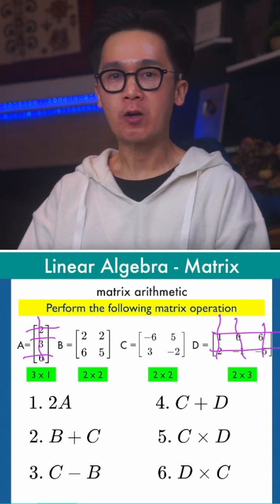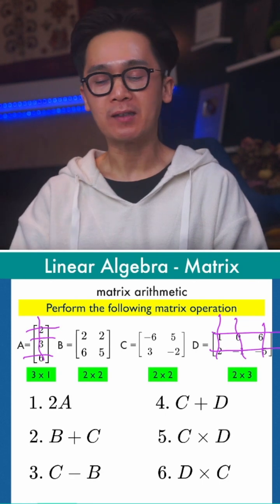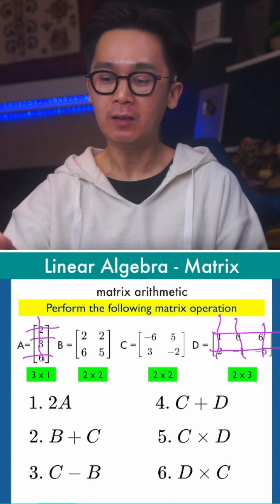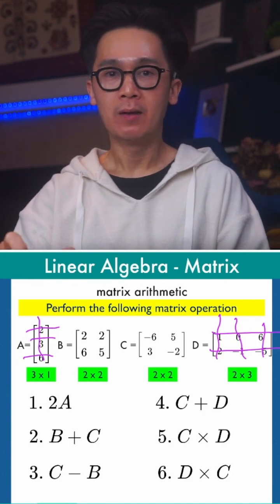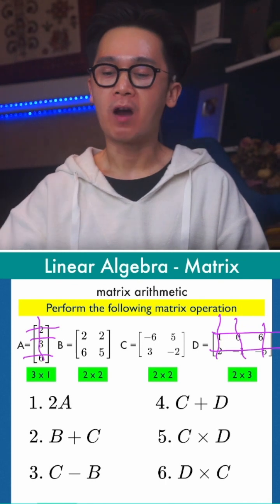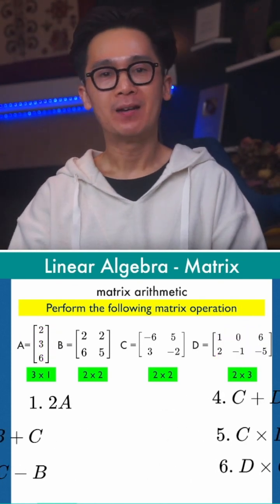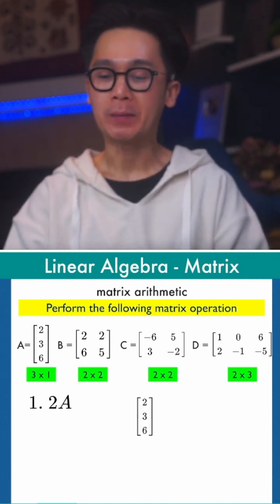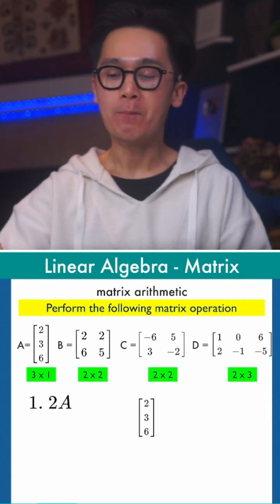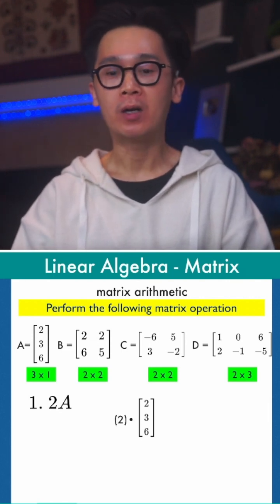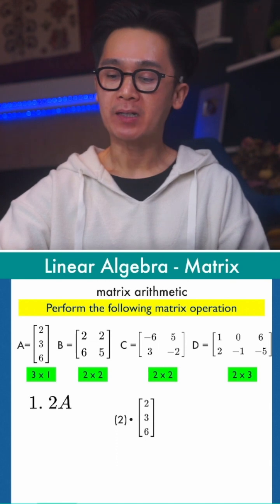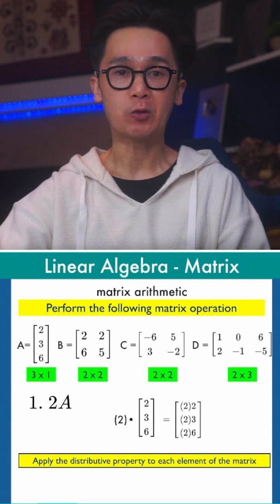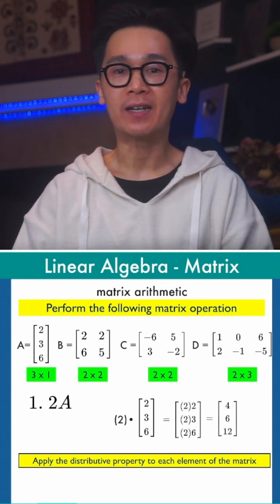The reason why you need to know the order of each of these matrices is because you're not going to be able to perform some of the arithmetic operations that we have here in our example, based on the rule that we're going to be working on today. So let's start with 2A, which is basically multiplying matrix A, which happens to be 2, 3, and 6, by the constant 2, our 3x1 matrix. By the distributive property, all we need to do is to multiply 2 and 2, 2 and 3, and 2 and 6, which will give us 4, 6, and 12.